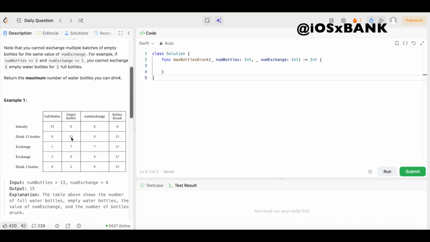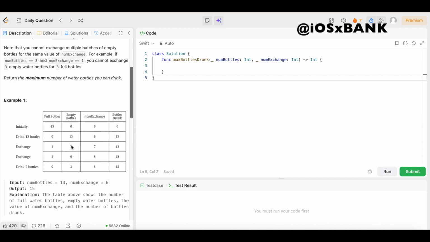We exchange 6, so now this 13 has minus 6 because we just exchanged 6 of them. So now the empty bottles, we have 7 empty bottles because once again, we just gave 6 of these 13 empty bottles so we could get 1 full bottle.